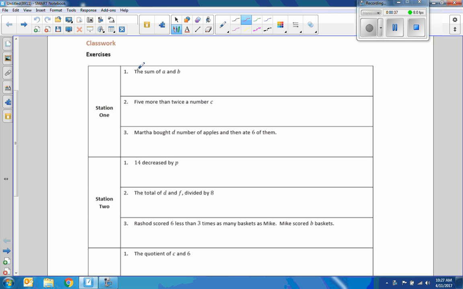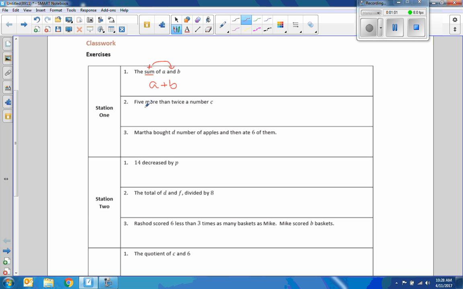Okay, here we go. What it wants us to do is give the sum of a and b in an algebraic expression. So the sum of a and b would be a + b. Now remember, the word sum means to add, and the word and tells us where to put that add symbol. So the sum of a and b.